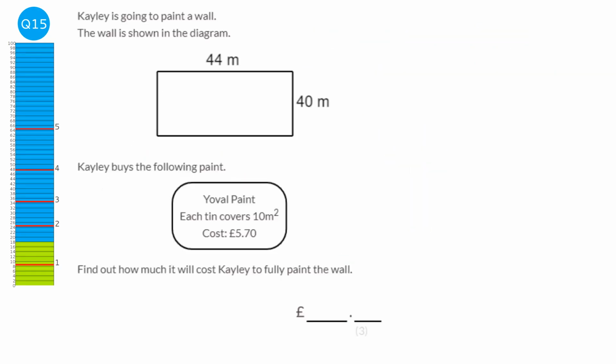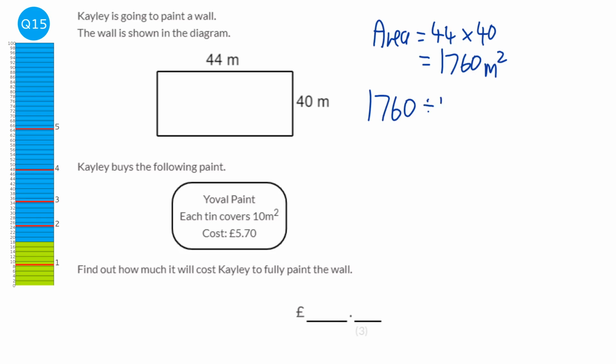First thing we need to do is work out the area of the wall, and so to do that we're just going to multiply the 44 by the 40. So 44 times 40 is 1,760. And next thing we notice is that each tin covers 10 meters squared. So there are 1,760 meters squared in total for our wall. And if each tin covers 10 meters squared, then we will need 176 tins. That's the amount of tins we need.